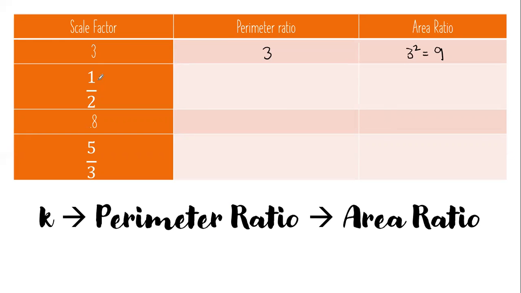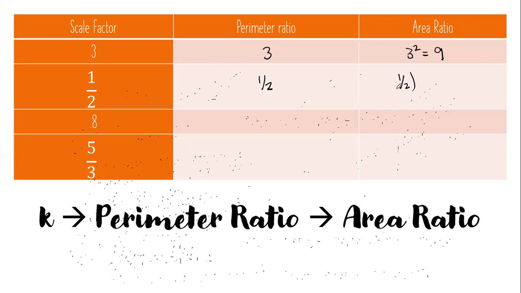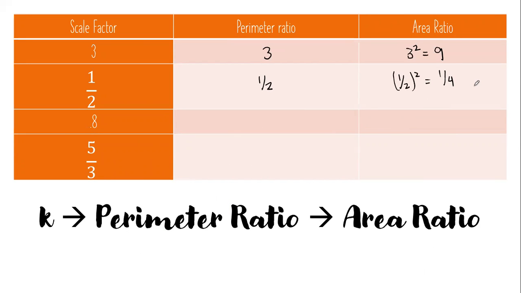All right, if my scale factor is 1/2, what's my perimeter ratio? 1/2. I'll be impressed if y'all can do this in your head. So then what's the area ratio? It is 0.25. So 1/2 squared is the same thing as 1/4 or 0.25.